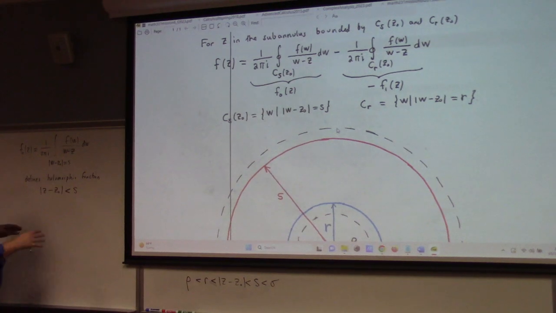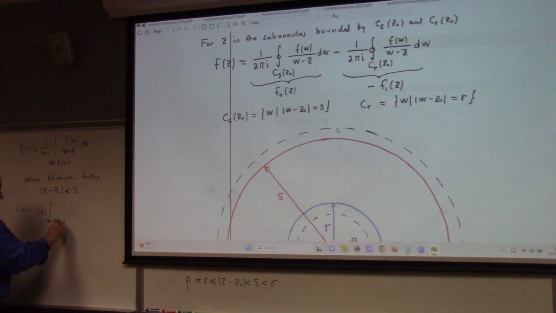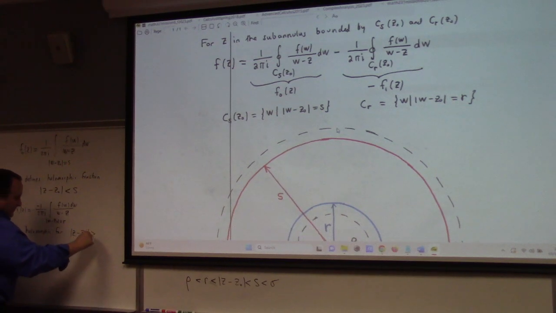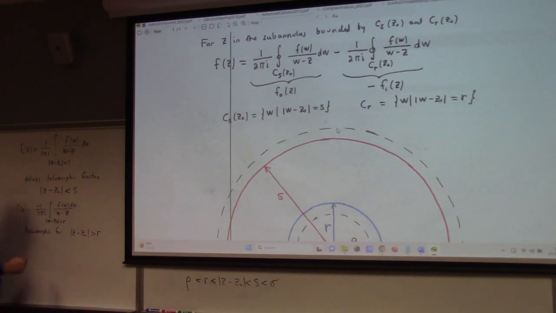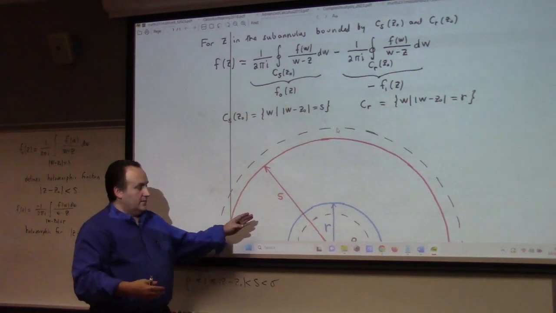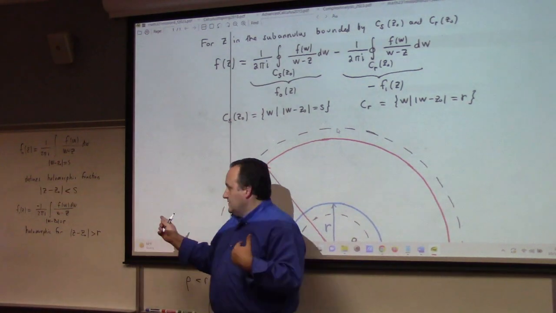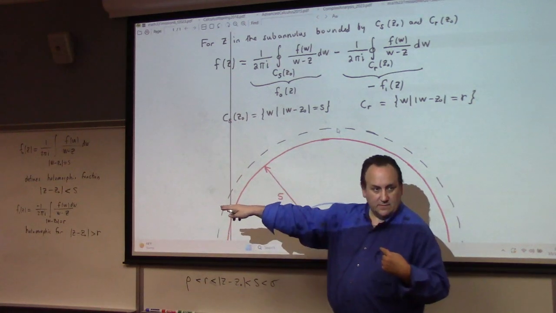the center. And likewise, if you look at F1 of Z equal to minus 1 over 2 pi i times the integral over modulus of W minus Z naught equals R of F of W dW over W minus Z. This is holomorphic for modulus of Z minus Z naught greater than R. In other words, outside of the blue circle, that doesn't get into trouble with Z.